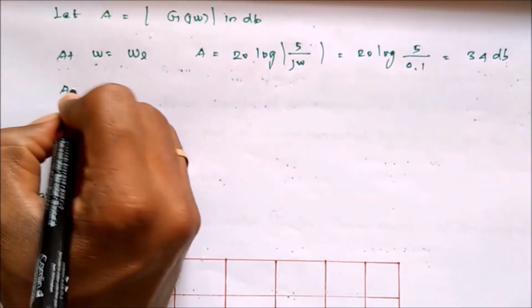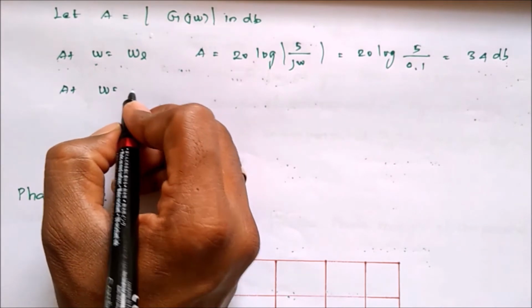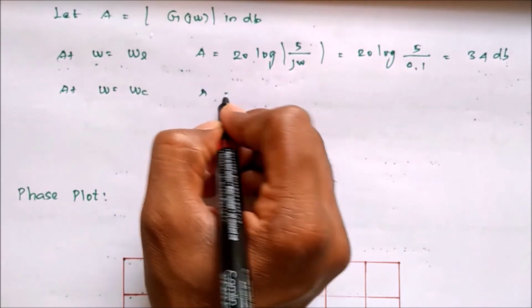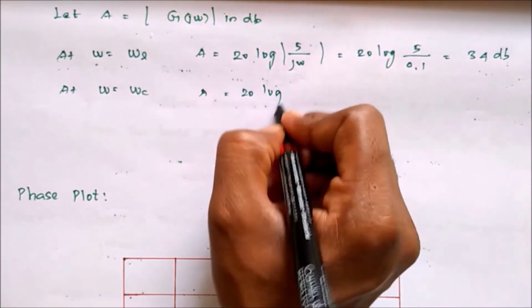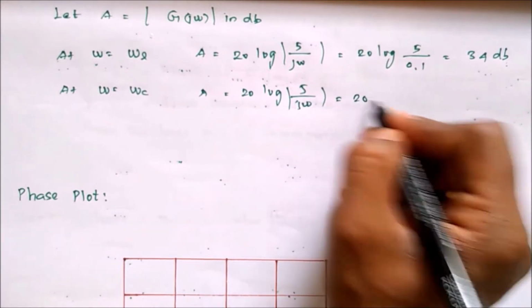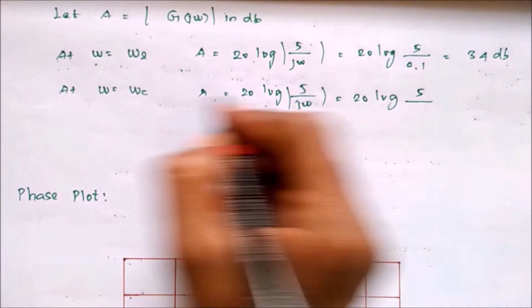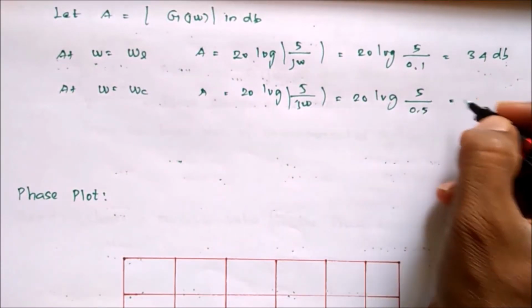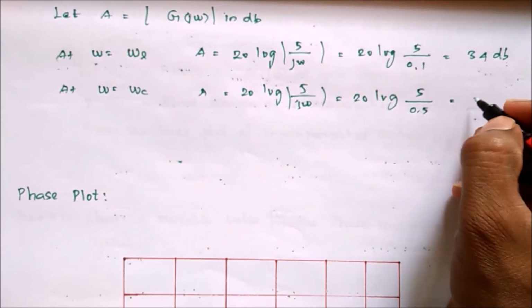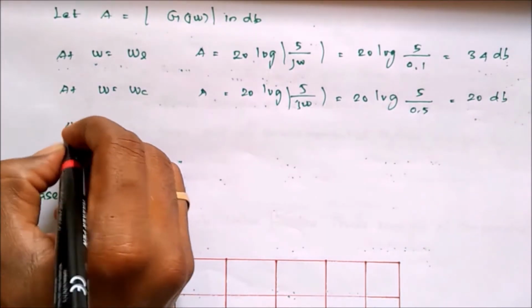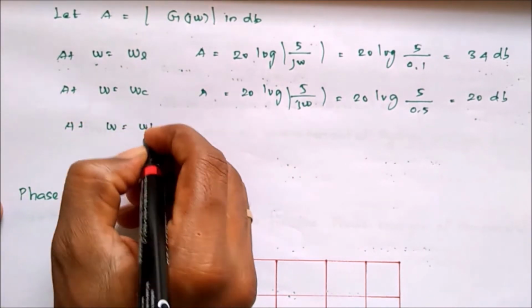Next, at omega equal to the corner frequency omega c, we use the same procedure. A equals 20 log 5 divided by j omega, now 20 log 5 divided by the corner frequency. We know from the given problem the corner frequency is 0.5, so here we use 0.5. So now the decibel is plus 20 decibel. Next, we consider the highest corner frequency, omega equal to omega h.